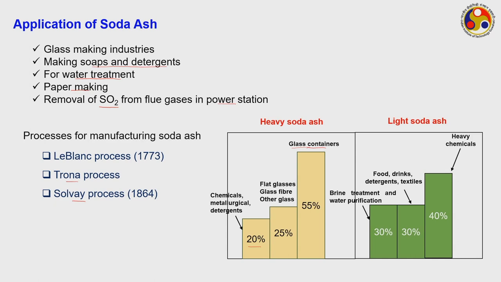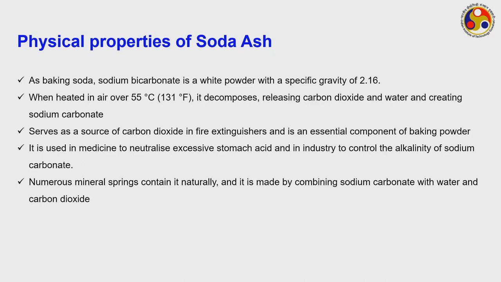Now light soda ash has some different uses. For example, light soda ash is used for brine treatment and water purification. It may also be used for food, drinks, detergents and textiles. Sometimes it is also used as an antacid to help relieve symptoms. Then heavy chemicals manufacture: heavy chemicals like chromates and phosphates you can always manufacture through light soda ash. Okay, so let us see the Leblanc process. Before that, let us study the physical properties of soda ash.